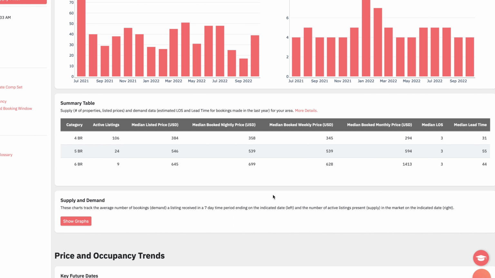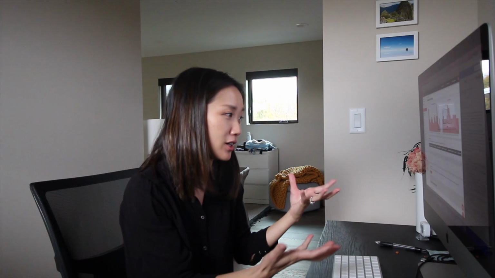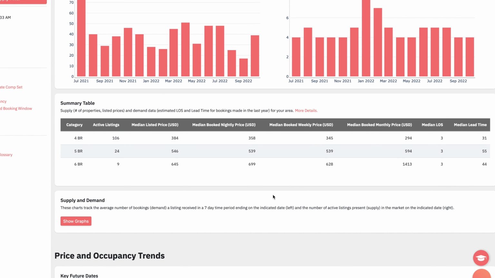And then the summary table. This is useful for just kind of gauging what the average daily rates are. It doesn't tell me enough information about, like, does this house have a pool? Is this a giant house, or a house that they're calling 5 bedrooms but really it's a closet? So roughly for a 5-bedroom house, which is what we have, there are 24 listings charging 500-ish for their listed price. The booked nightly price is similar to what the listed price is. So, all right, good to know.